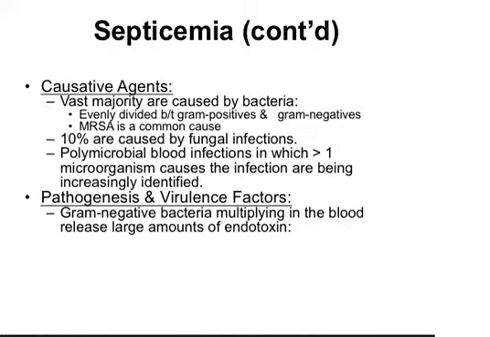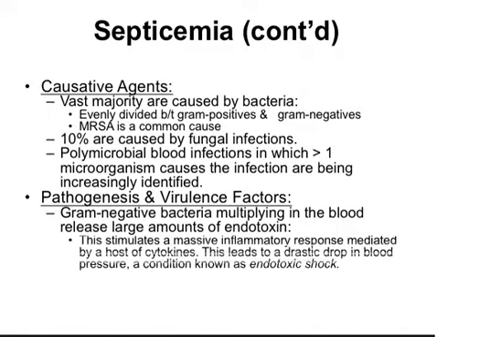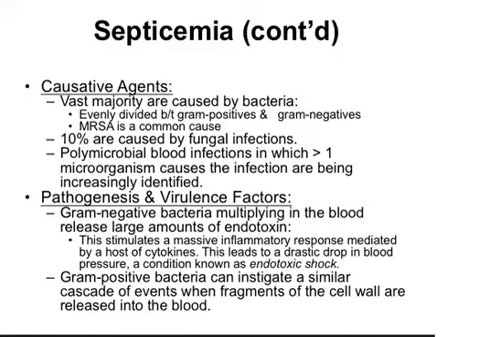How about the virulence factors? Gram-negative bacteria multiplying in the blood release endotoxin. This stimulates a massive inflammatory response mediated by cytokines. This leads to a drastic drop in blood pressure known as endotoxic shock. Gram-positives can instigate a similar cascade of events when fragments of the cell wall are released into the blood.